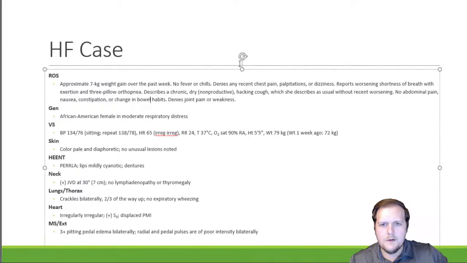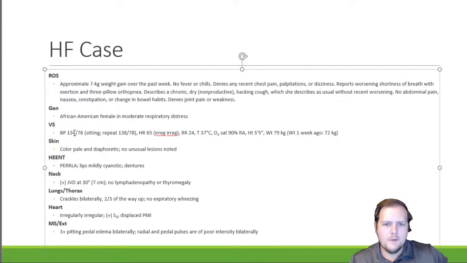So anyway, sorry, this is a little bit tiny here, but looking at her review of systems, we can see she's had a 7 kilogram weight gain over the past week. So that's important to know. So she's definitely packing it on. And again, is that just fat? Well, no, it's over the course of a week, and it's like 14 some odd, 15 some odd pounds. That's more likely to be due to fluid, right? Which makes sense based off of her presentation here. Talked about having shortness of breath, 3 pillow orthopnea, non-productive chronic dry cough, which is usual without recent worsening. Let's see here, nothing else notable with that.